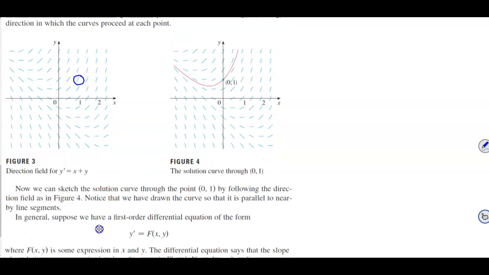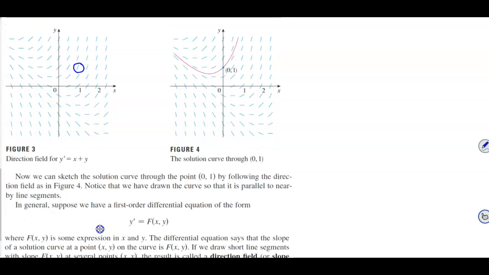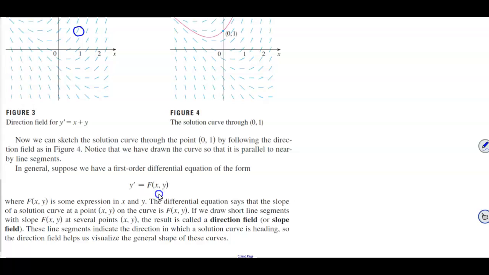So in general, suppose we have a first order differential equation of the form y prime is equal to f of x, y, where f of x, y is some expression in x and y. The differential equation says that the slope of a solution curve at a point (x, y) on the curve is f of x, y. If we draw short line segments with slope f of x, y at several points (x, y), the result is called a direction field or slope field. These line segments indicate the direction in which a solution curve is heading. So the direction field helps us visualize the general shape.